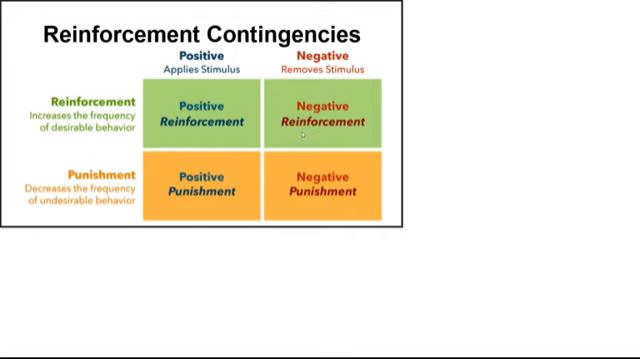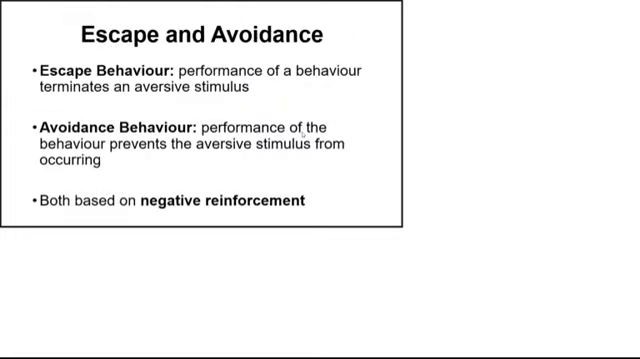But before we go too much further, I actually want to introduce an addition to this, where we can take our idea of negative reinforcement and separate it out into two closely related concepts. So negative reinforcement might include both escape and avoidance behavior. We'll start with escape behavior because escape behavior is effectively textbook negative reinforcement. Escape behavior is when you perform a behavior and it terminates an aversive stimulus.